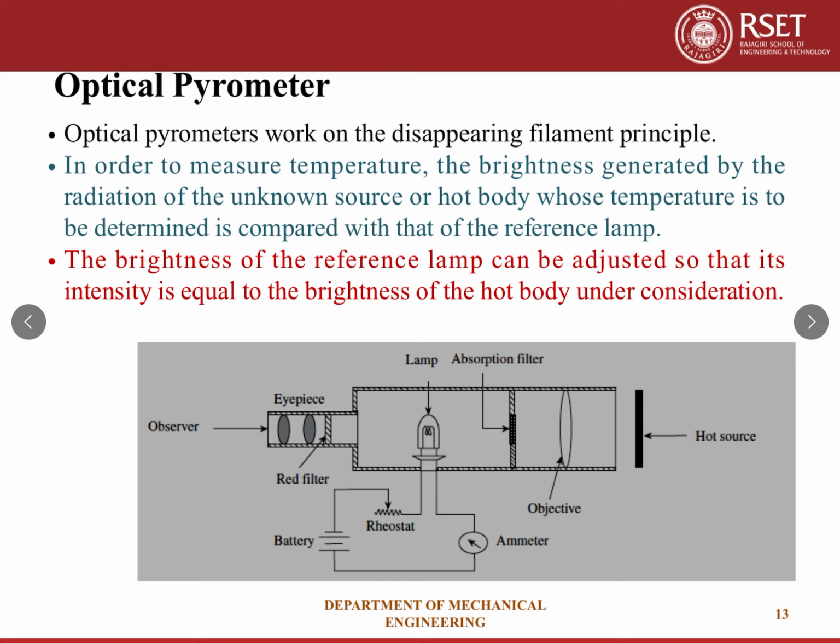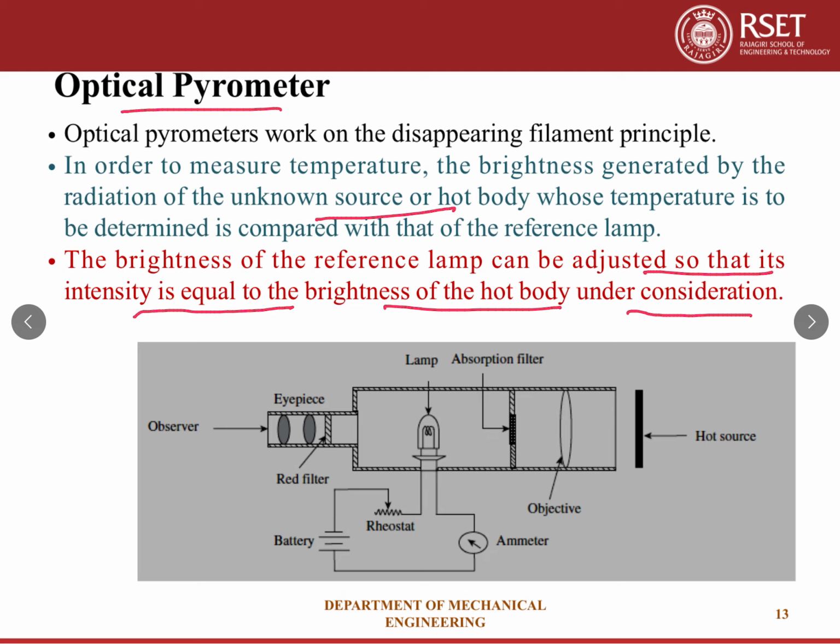Now we are moving to another type of pyrometer, that is called the optical pyrometer. The optical pyrometer works on the disappearing filament principle. In order to measure temperature, the brightness generated by the radiation of the unknown source or hot body, whose temperature is to be determined, is compared with that of a reference lamp. The brightness of the reference lamp can be adjusted so that its intensity is equal to the brightness of the hot body under consideration. Here, the disappearing filament principle is applied.